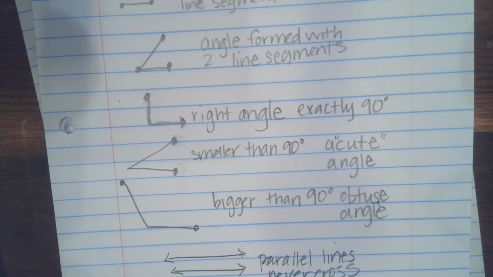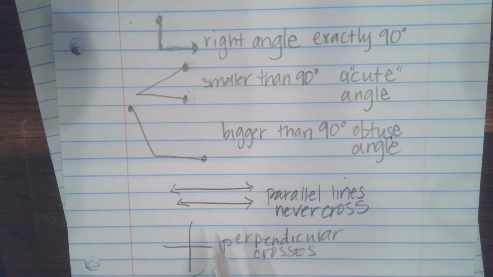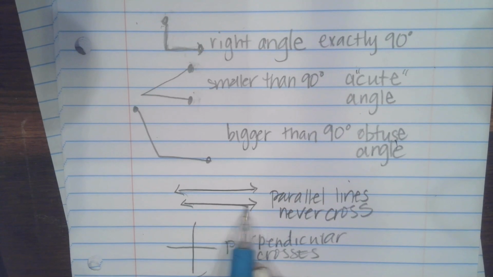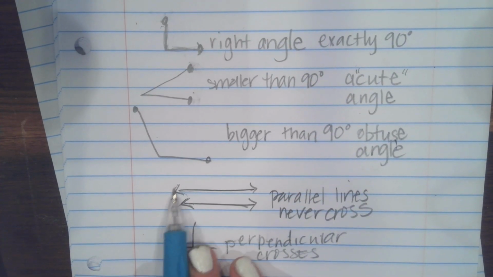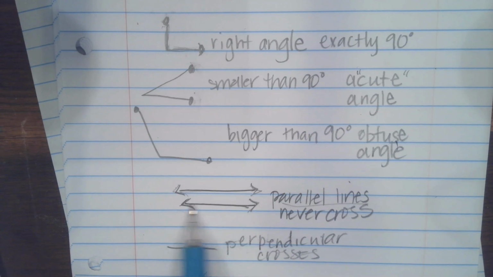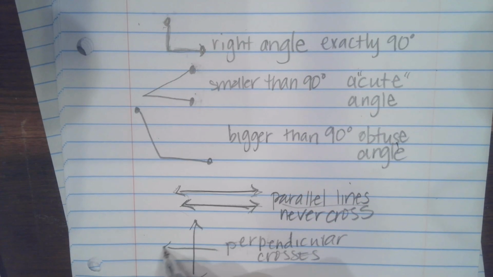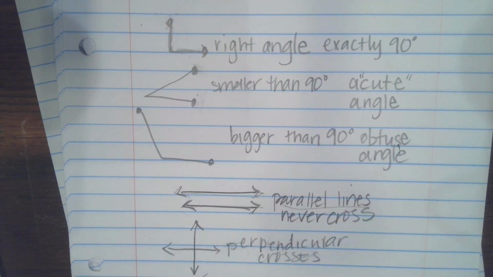And then we have classifications of lines. If you have two lines like this, like monkey bars, they have parallel bars. These are parallel lines. They never cross. They just keep going. Whereas a perpendicular line does cross.